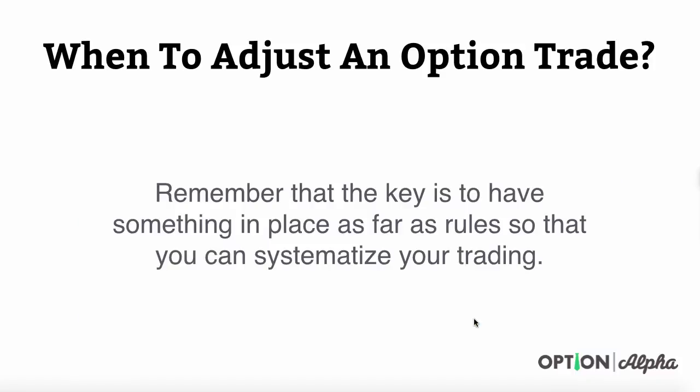So remember that the key here is to have something in place as far as rules so that you can systematize your trading. Now, we've got a ton of resources and guides inside of OptionAlpha.com that you can sign up for and get for free, downloadable PDFs as far as how to make adjustments to each of the different strategies that are out there. And we've also got a ton of video tutorials on a lot of these topics as well. So if you want more information on how to make adjustments, including when to make adjustments on particular strategies, you can check them out at OptionAlpha.com.